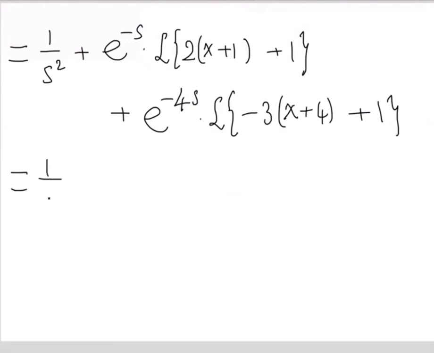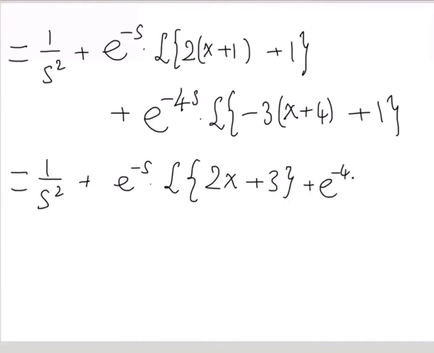which gives us 1 over s squared plus e to the minus s Laplace transform of 2x plus 3 plus e to the minus 4s Laplace transform of, simplify this, minus 3x minus 12 plus 1 gives us minus 11.